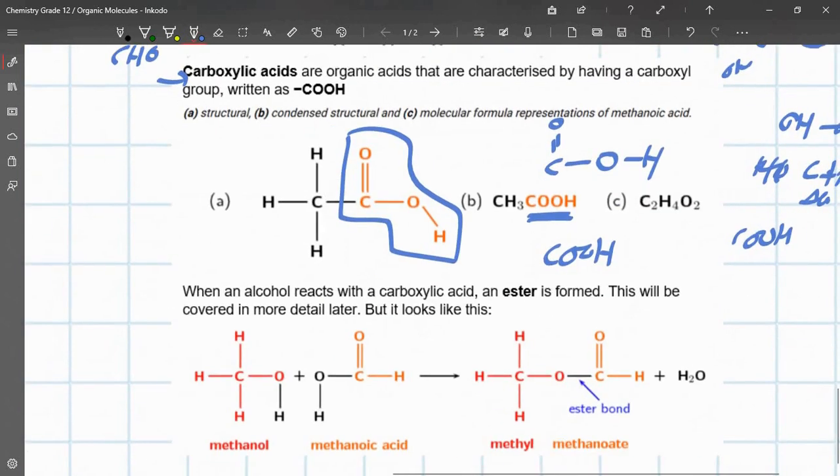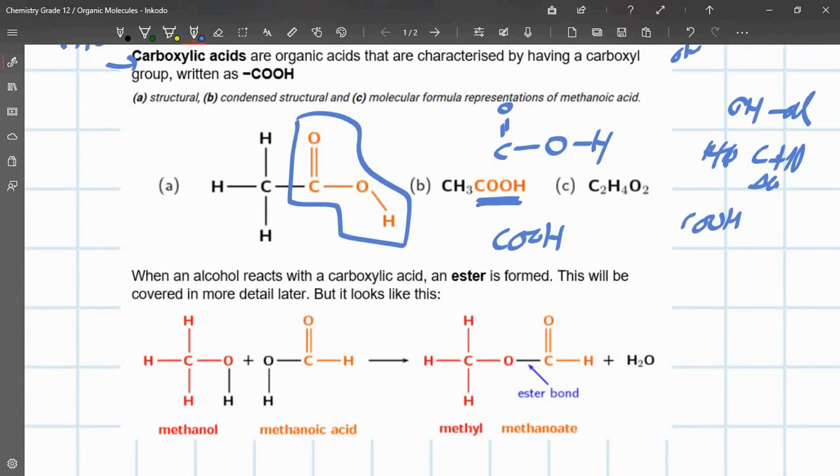Let's move on. The last type is called an ester. Now this will be covered in more detail, but this is what an ester looks like. It's when an alcohol, so methanol or ethanol, with OH here indicating alcohol, reacts with a carboxylic acid. You can see a COOH there, right? So when these two react, you get your ester. This is your ester bond here.